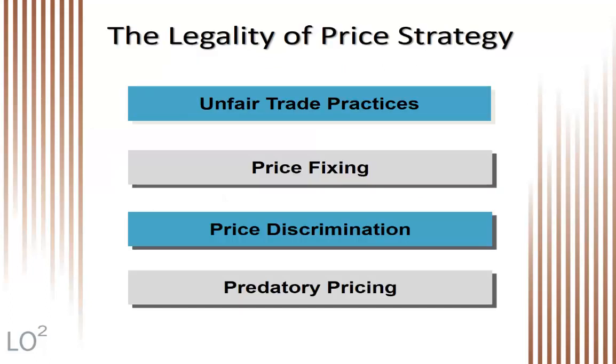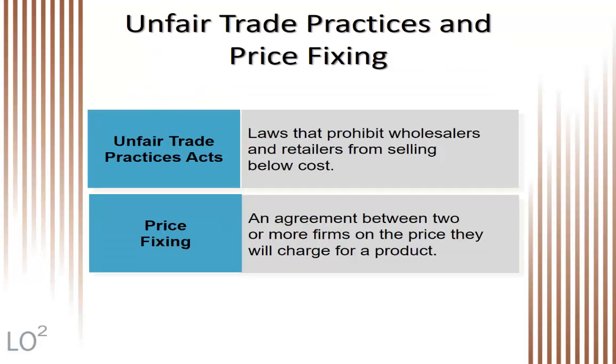The issues that limit pricing decisions are unfair trade practices, price fixing, price discrimination, and predatory pricing. In over half the states, Unfair Trade Practice Acts put a floor under wholesale and retail prices, and selling below cost is illegal. Wholesalers and retailers must take a certain minimum percentage markup on their combined merchandise cost and transportation cost. The most common markup figures are 6% at the retail level and 2% at the wholesale level.